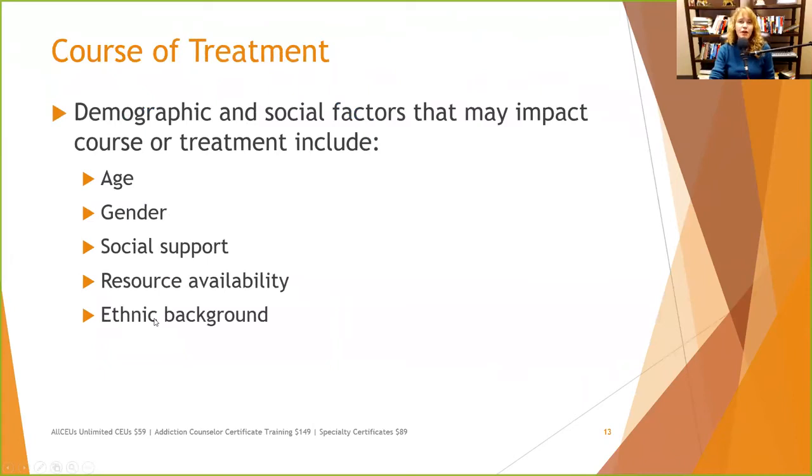Demographic and social factors may impact the course of treatment and include age. The person who is 40 is going to have a different treatment plan than the person who is 70 when they're diagnosed with Alzheimer's or Parkinson's disease. Their gender, because medications respond differently to the different genders. Social support. Some people may be able to live independently longer if they've got good social support, whereas, if they don't, then they may have to go into inpatient care sooner.